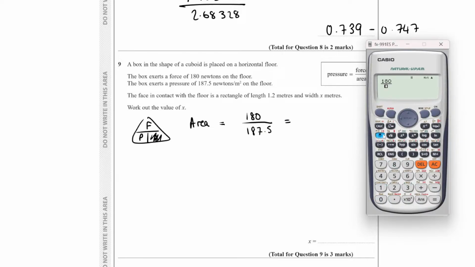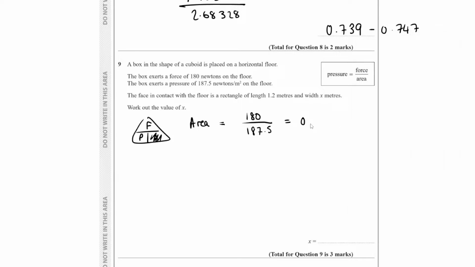180 divided by 187.5 gives me 0.96. Now that's meters squared, because you see how the pressure was in terms of meters squared. So that's the first bit.